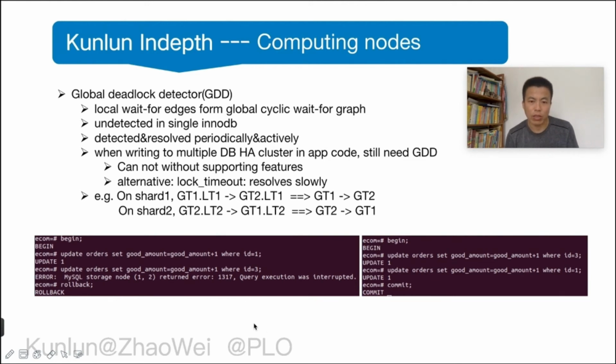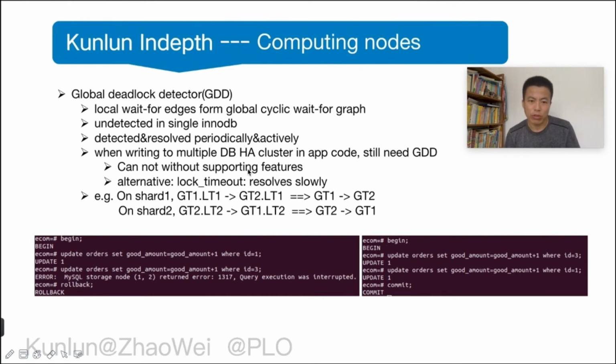So this is how a global deadlock is formed and resolved by computing nodes. If you write your application to manipulate multiple storage shards, you will have to implement the global deadlock detector too. But you cannot do so without supporting features that so far only exist in Kunlun's Percona MySQL. That means if you are using an official MySQL, whether it's 5.7 or 8.0, you cannot do this global deadlock detection and resolution.